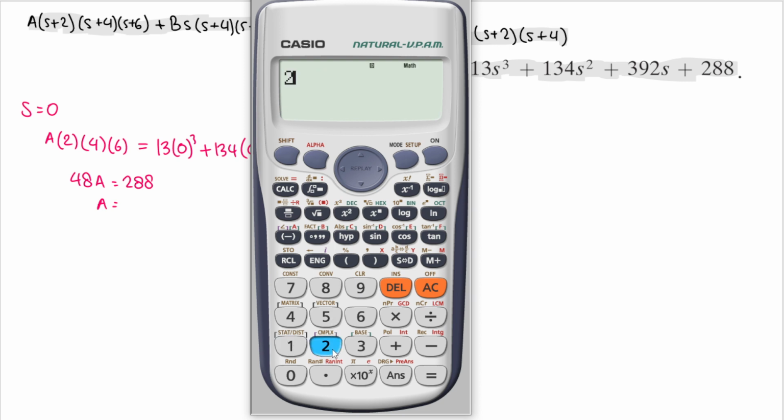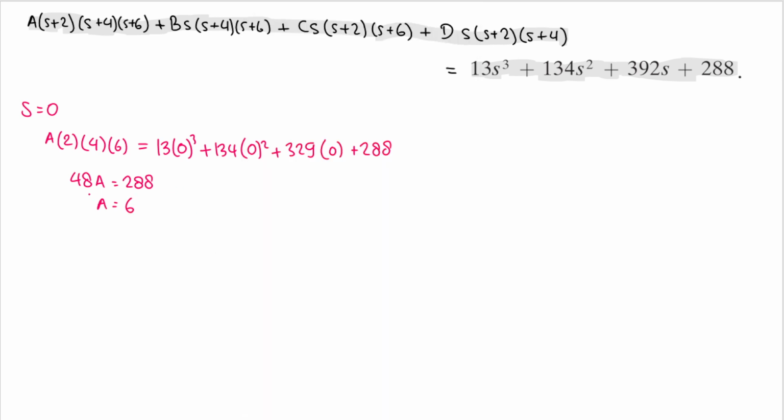Okay, 288 divided by 48. That will be 6. So we'll have our A is 6. Now let's play the same game for S is equal to -2. So we will get the B. So we'll have S is equal to -2.